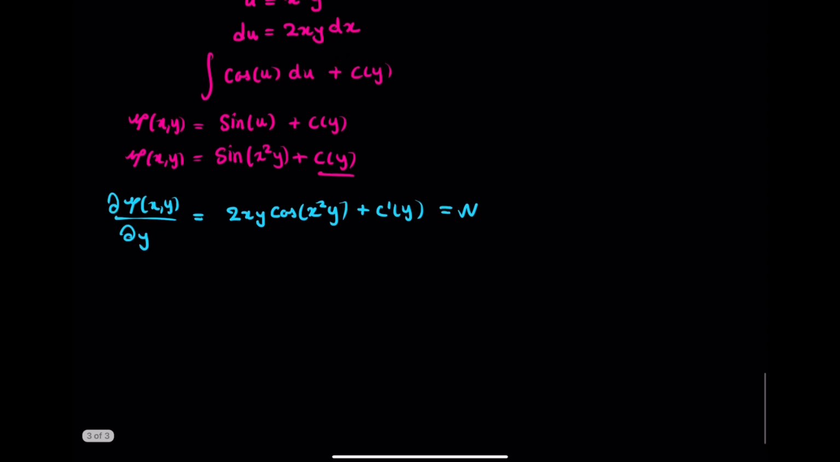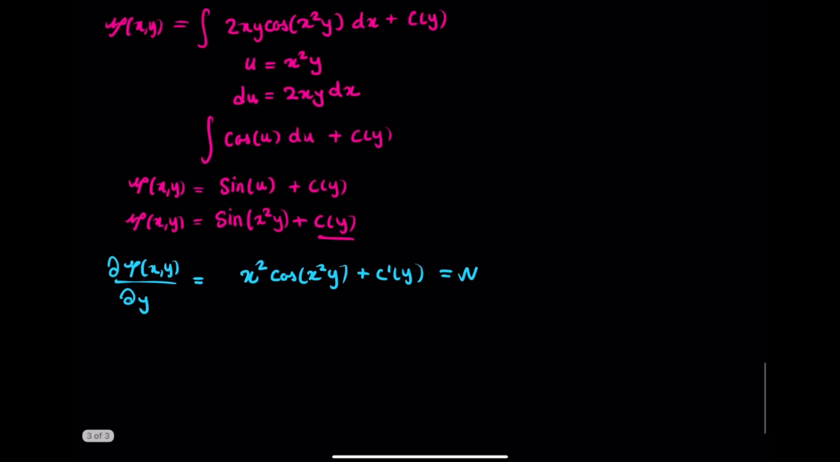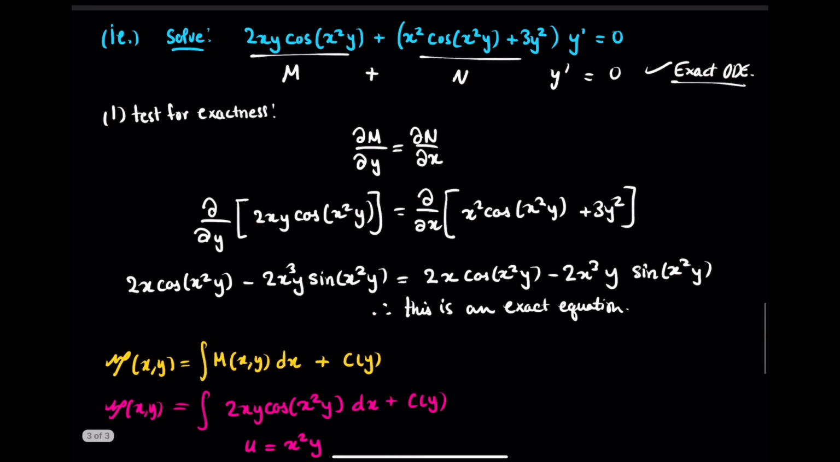Oh, wait a minute. I messed it up. Hold on. So we're taking the partial derivative with respect to y, right? So you get cosine y, and this would just be x squared, because the partial derivative of x squared y with respect to y is just x squared. Okay, I'm happy I caught that now. All right, so then now N is x squared cosine x squared.